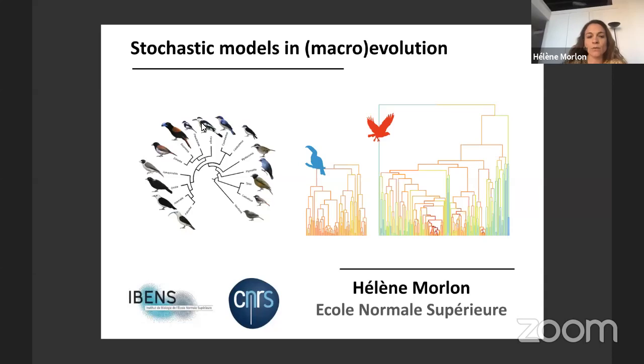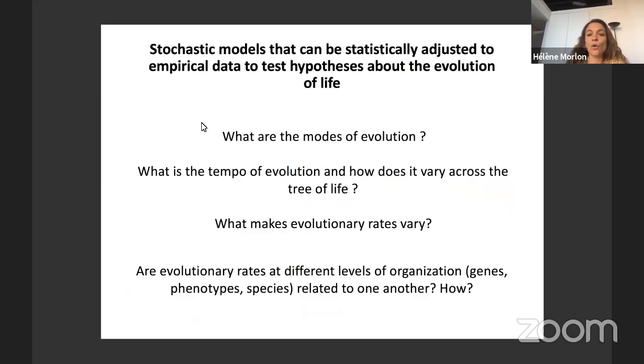I'll be talking about some models that we develop in my group, and they are stochastic models that we use in macroevolution. The goal of these types of models are really inference models that we aim to statistically adjust to empirical data. And I'm going to be talking mostly about what we call comparative data.